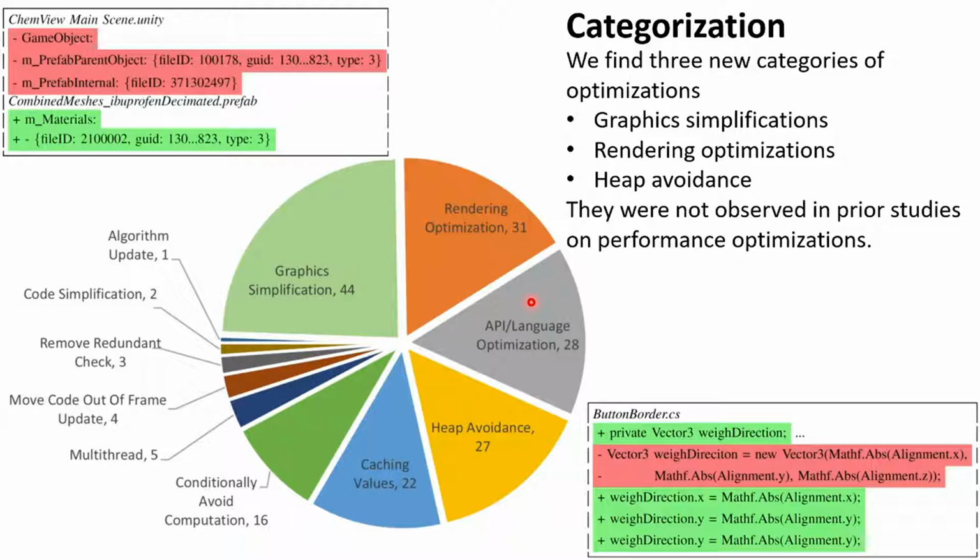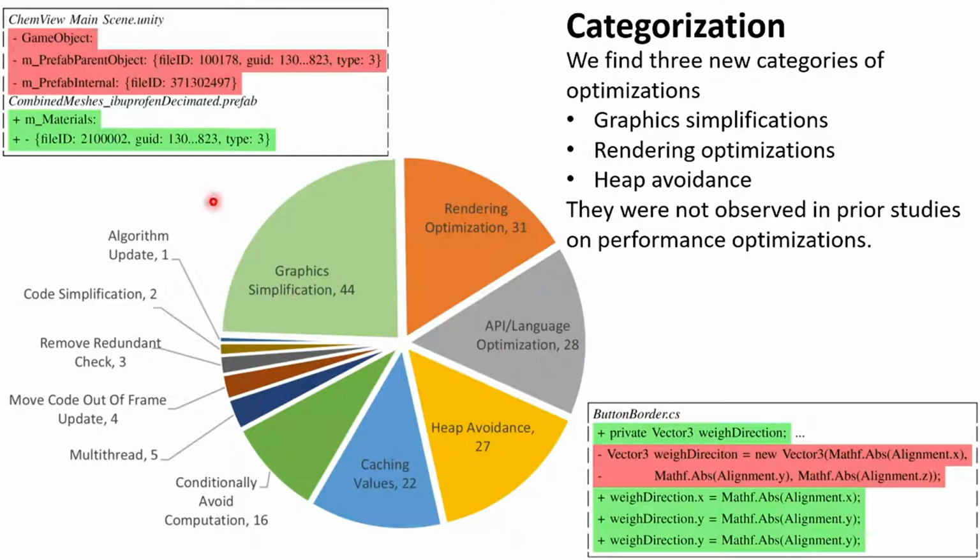And API language optimization, which means that you are using a more efficient API, and heap avoidance, which means that you're trying to avoid heap allocation in each frame. And finally, caching values means that you are trying to cache the intermediate results so that you can use them later. Among these 5 most common categories, number 1, graphics simplification, number 2, rendering optimization, and number 3, heap avoidance are rarely observed in prior studies on non-virtual reality software.